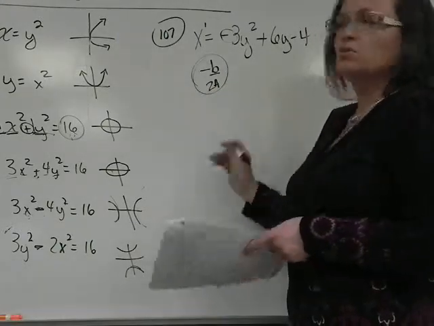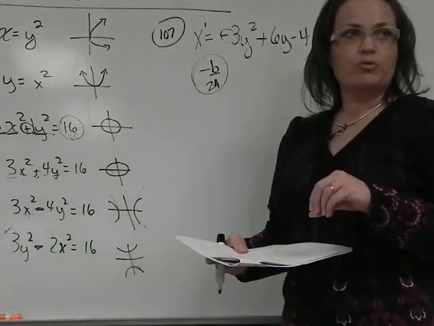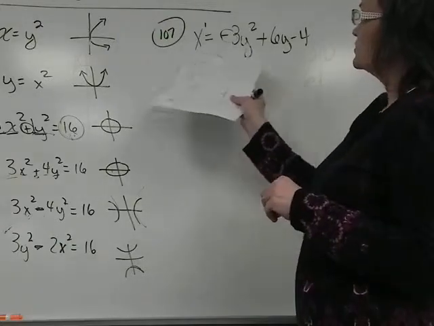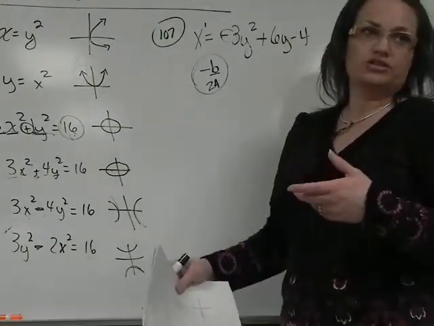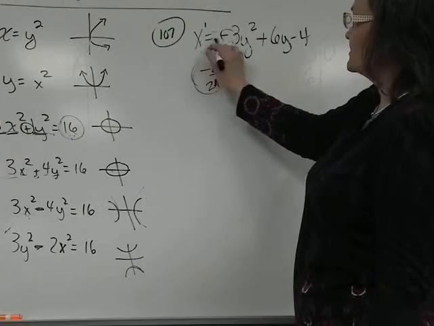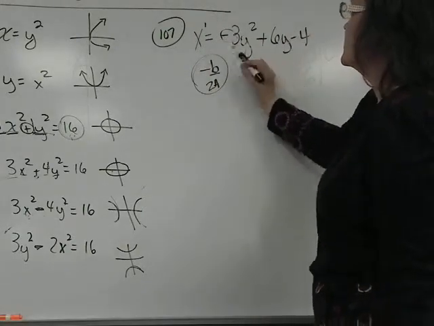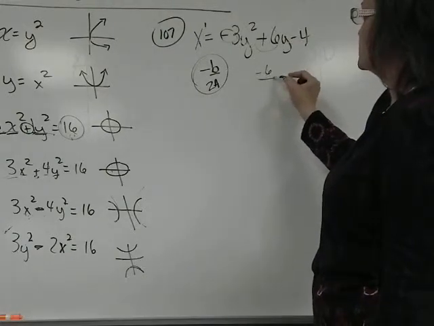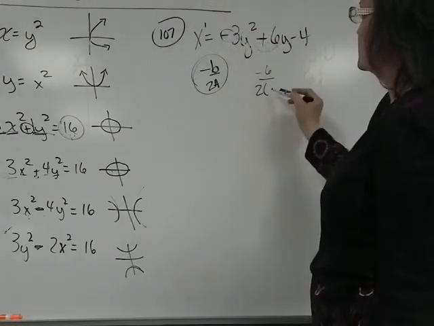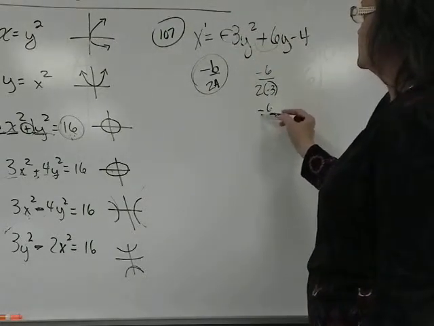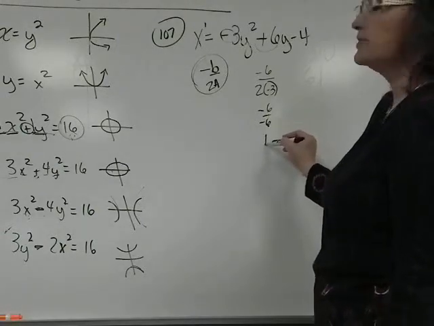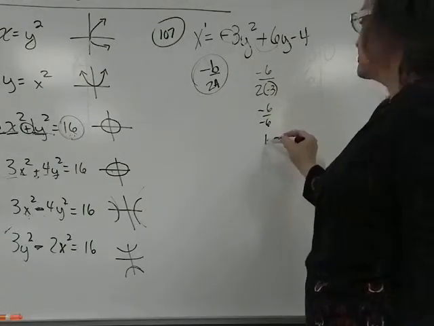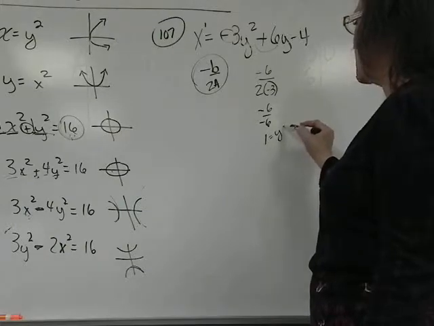Negative b over 2a normally gives you the x shift of a parabola, but because this is an inverse equation, it will give you the y shift. Everything's inverted, x equals y squared, so it's not a function. All right, so negative b would be the negative of 6 over 2 times the a value, which is negative 3. Negative 6 over negative 6 is 1. Remember, it's the y shift. 1 is the y shift.